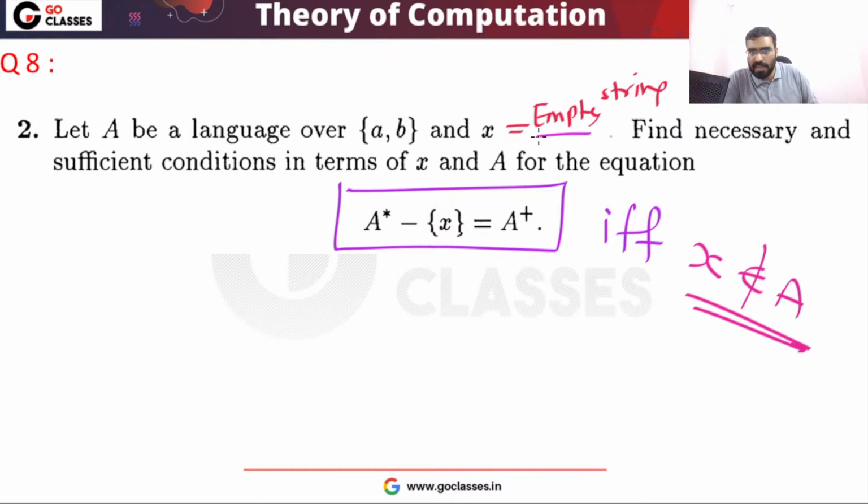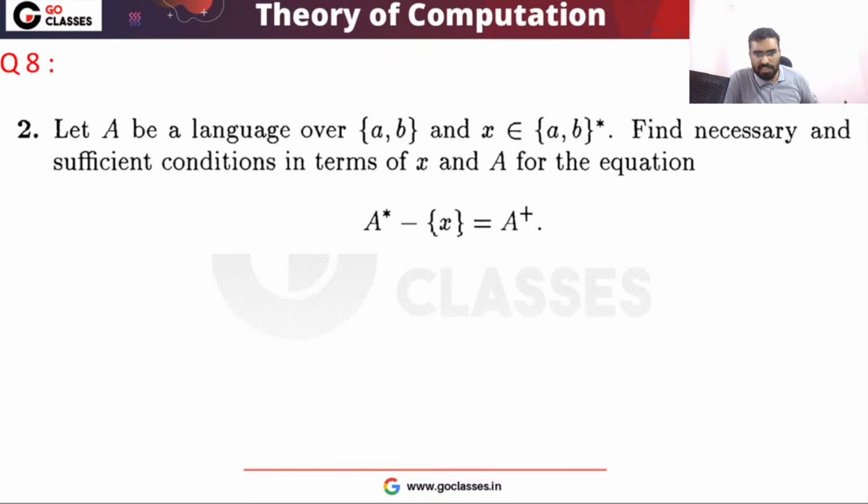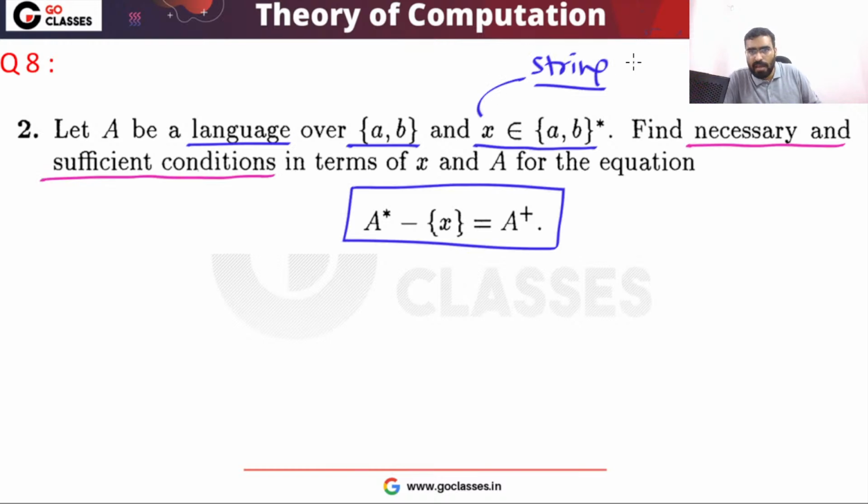If X is an empty string, my question is very simple: this will happen if and only if X does not belong to A. Now the question is actually different. X is any string. Please understand, X can be any string, X need not be an empty string. Now the question is asking, what is the necessary and sufficient condition that A star minus X will give you A plus?